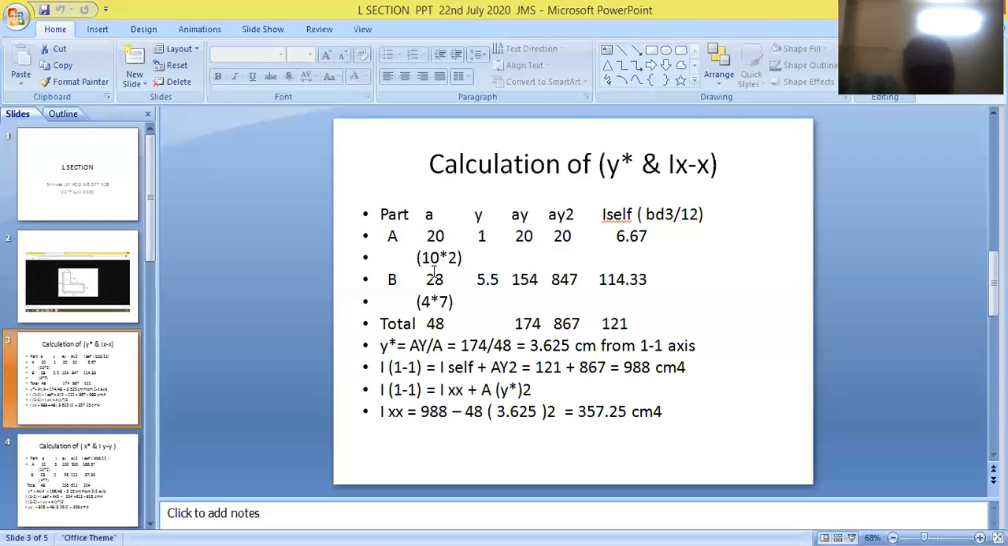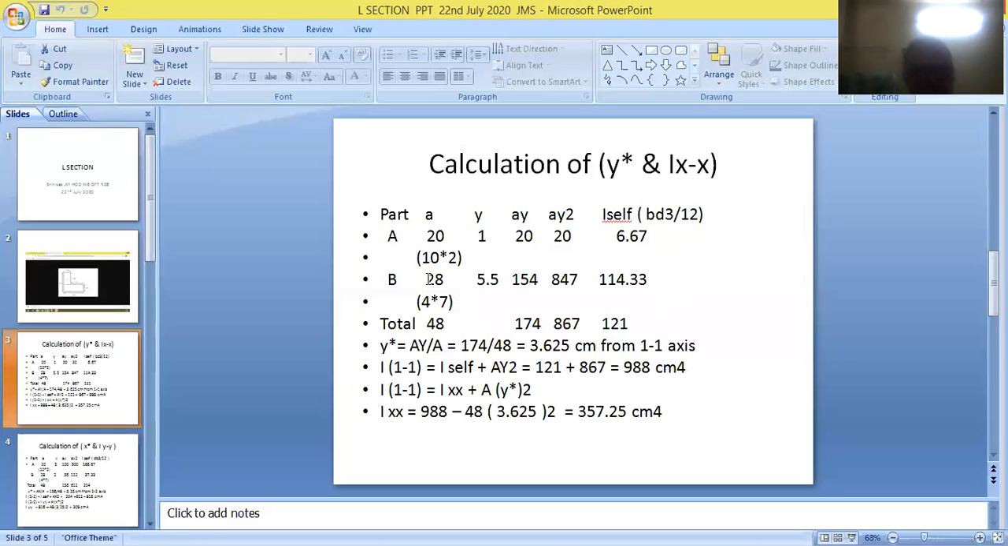So friends, for measuring the I self of the first component, the formula has to be written as 10 into 2 cube by 12. If you make that calculation, you will get the correct figure. Similarly, in this case, it has to be written as 4 into 7 cube by 12. Then only you will get the correct value.